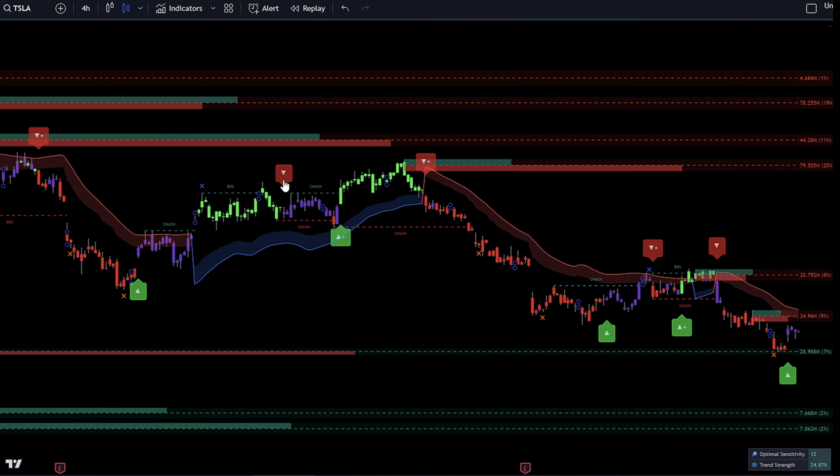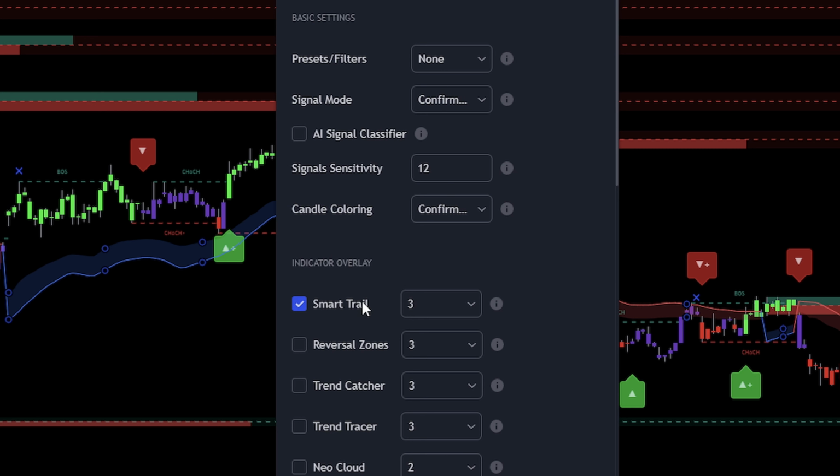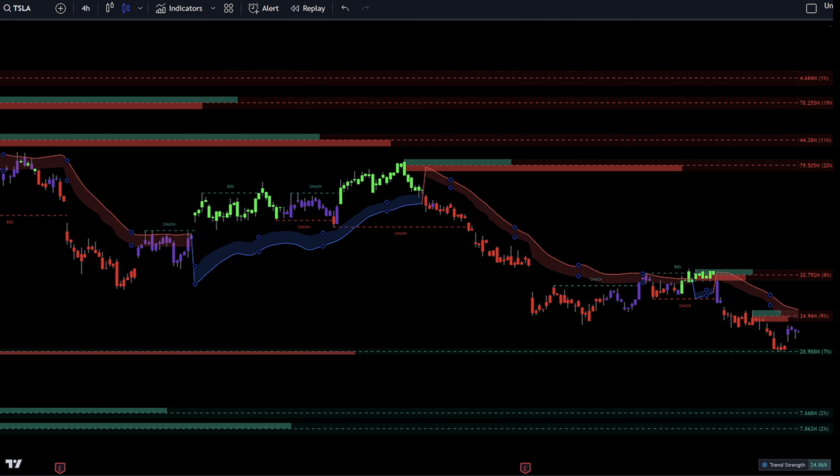Next up, fine-tune the Signals and Overlays indicator by activating the Smart Trail overlay. This dynamic feature, when paired with our strategy, could significantly boost your profitability. Set the signal mode to None and opt for Confirmation Simple Candle Coloring for a clear, actionable outlook.